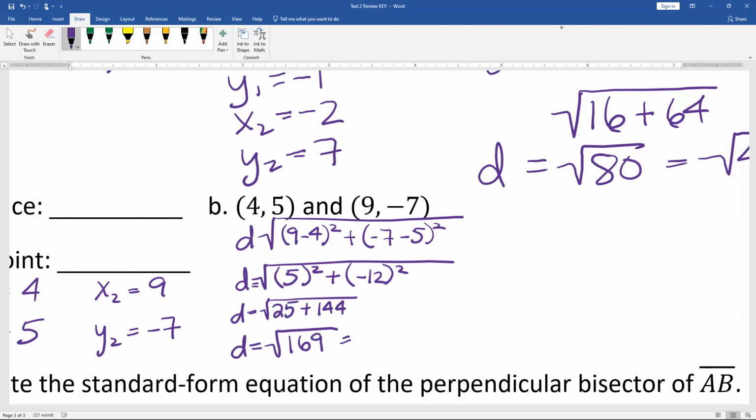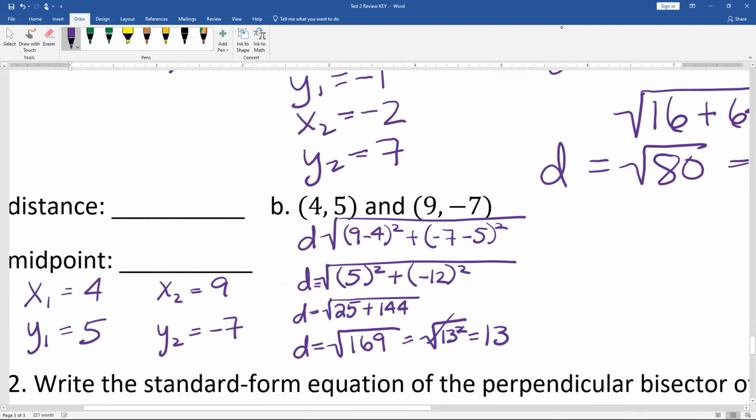Now, if you have memorized your perfect squares past 12, 12 times 12 is 144. 13 times 13 is 169. And 14 times 14, I think, is 196. 15 times 15 is 225. That's usually about as far as I go. But we do know that this is the square root of 13 squared, and those cancel each other out. So the distance is 13. Wait, hold on, just 13. There we go.